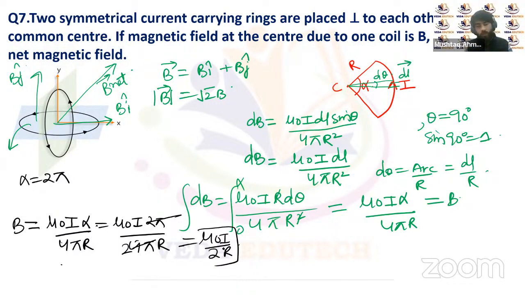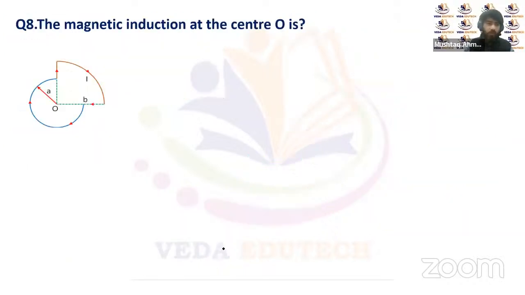Now we can calculate for any angle, be it 30 degrees, 60 degrees, for a quarter circle, for a half circle, for three-fourths of a circle. Such questions are frequently asked in your exams, so we must know all these equations to calculate the magnetic field because of such arcs. So this is one of the questions. In this question, we have to find the magnetic induction at the common center O for these two arcs. You can see here it's a quarter circle. This represents a quarter circle.